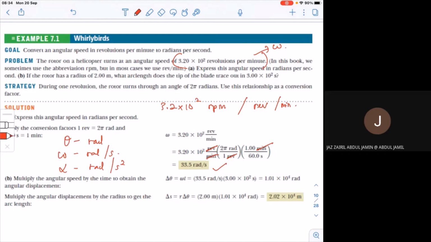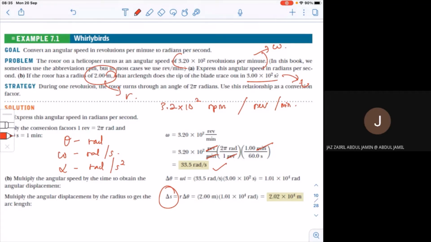And then look at part B. If the rotor has a radius of 2 meters, so this is R, what arc length does the tip of the blade trace out in 300 seconds? So this one is time. That means what arc length does the tip of the blade trace, so you need to find delta S, or S. S, you know, is R times delta theta.